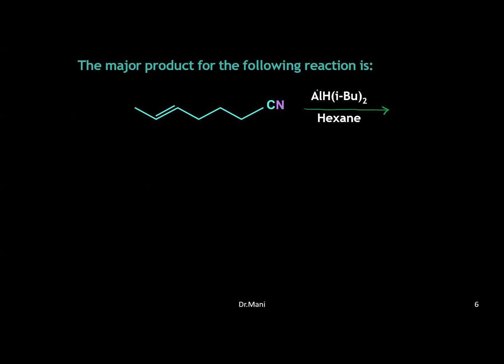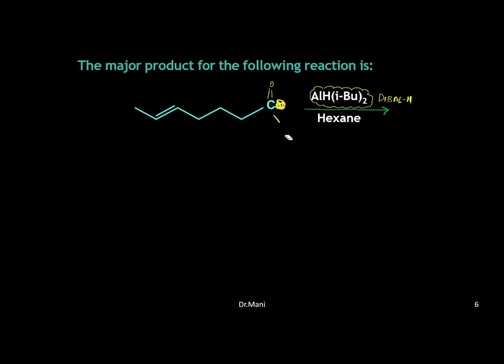Okay. So whatever you are seeing here, the aluminum hydrogen isobutyl, this is nothing but DIBAL-H. So what we'll get? DIBAL-H, hexane. So what you will get? Aldehydes. Okay. So you simply remove this CN and you put the aldehyde here. You remove the N here and put double bond OH. So that's it. That will be the answer.